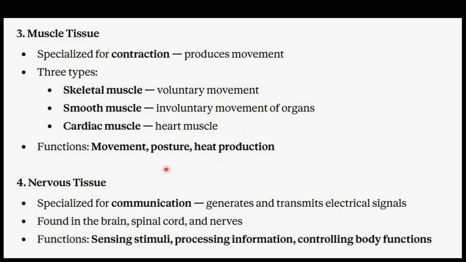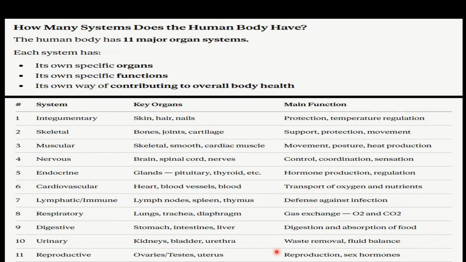And the next one is nervous tissue, which is specialized for communication, generates and transmits electric signals, found in the brain, spinal cord and nerves. Function is sensing stimuli, processing information, controlling body functions. So these all come under nervous tissue.